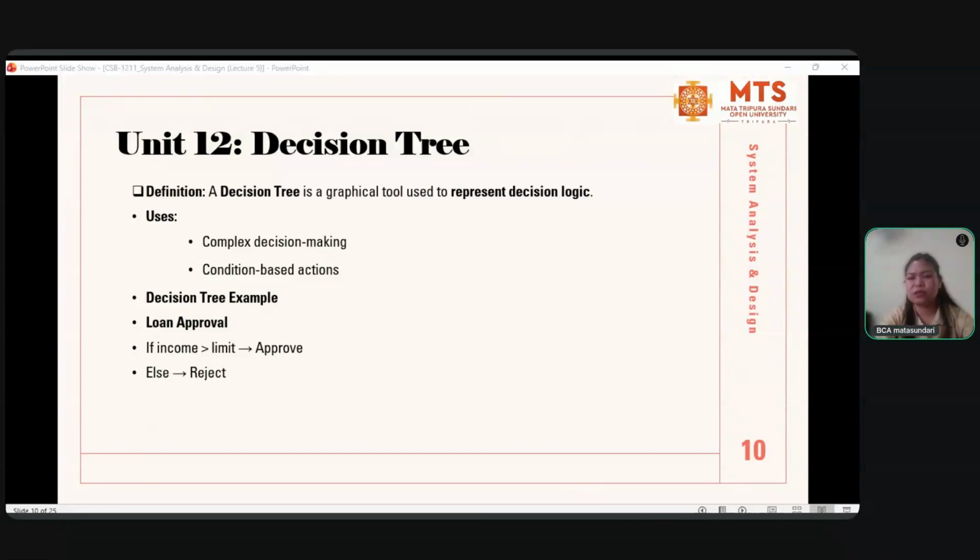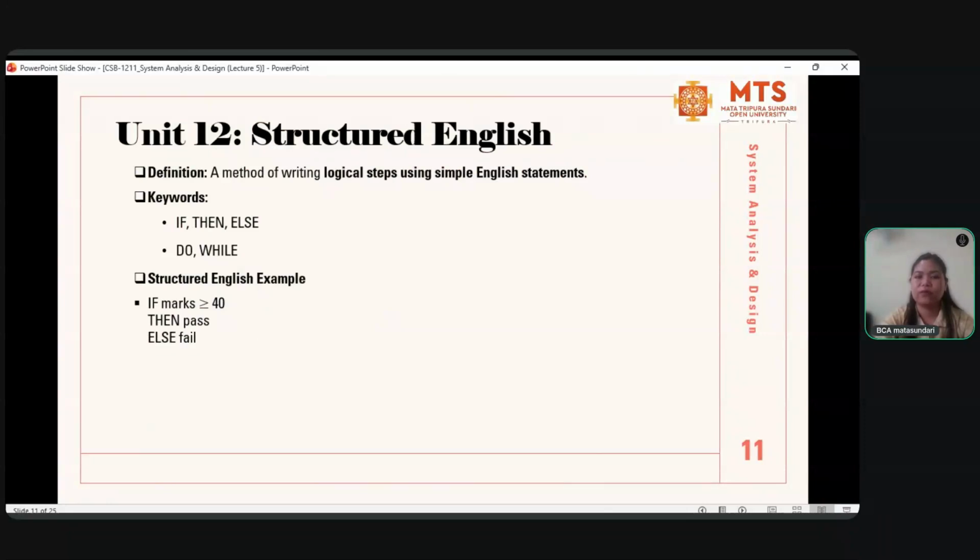Suppose your income is less than the limit, then definitely the loan won't be approved. If your income is more than the limit, suppose you are taking a 4 lakh loan, but your income is 6 lakh, then definitely you will be approved for the loan. And if it is less, suppose the loan is 4 lakh and your income is only 2 lakh, then there is a chance that it will get rejected. This is how the decision tree functions.